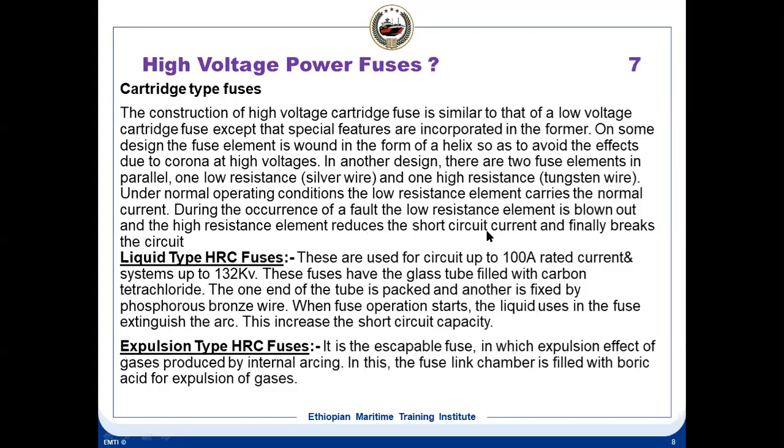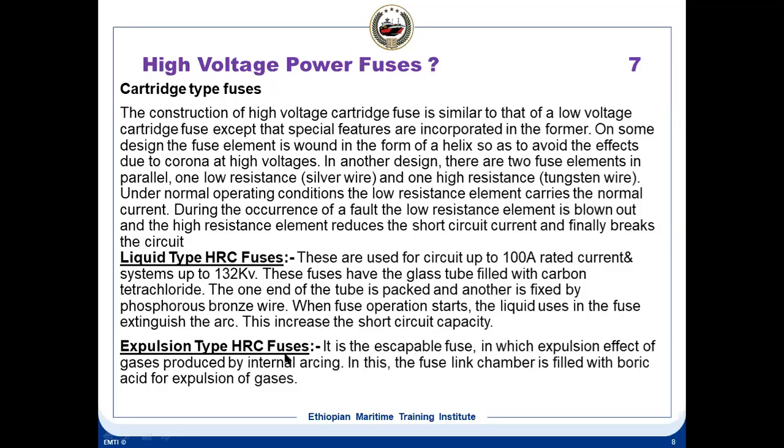There are certain fuses in high voltage, cartridge type fuses, where we have two elements, a low resistance element and a high resistance element. During a short circuit or high current, the low resistance element will blow off first and the high one will reduce the short circuit current, but finally it is in parallel like this. That is why some of them have this dual element in cartridge type fuses.